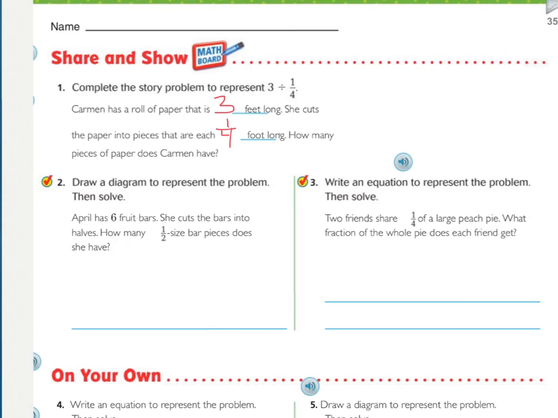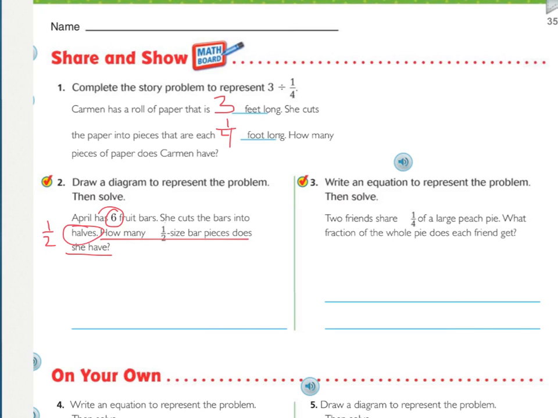And number 2, they tell you to draw a diagram to represent the problem and then solve it. So this means I need to see the picture. April has 6 fruit bars. She cut the bars into halves. How many 1/2 size bar pieces does she have? You should stay in your practice of underlining what you're being asked to find and circling the important information. Okay?